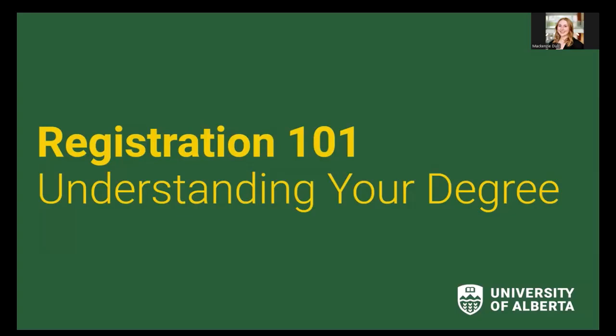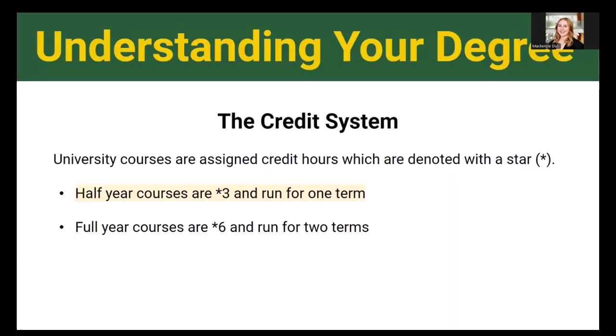Next, we are going to be moving into understanding your degree. Courses at the University of Alberta are assigned credit hours, which are denoted with a star. Half-year courses are 3 credit hours and run for 1 term. Full-year courses are 6 credit hours and run for 2 terms.